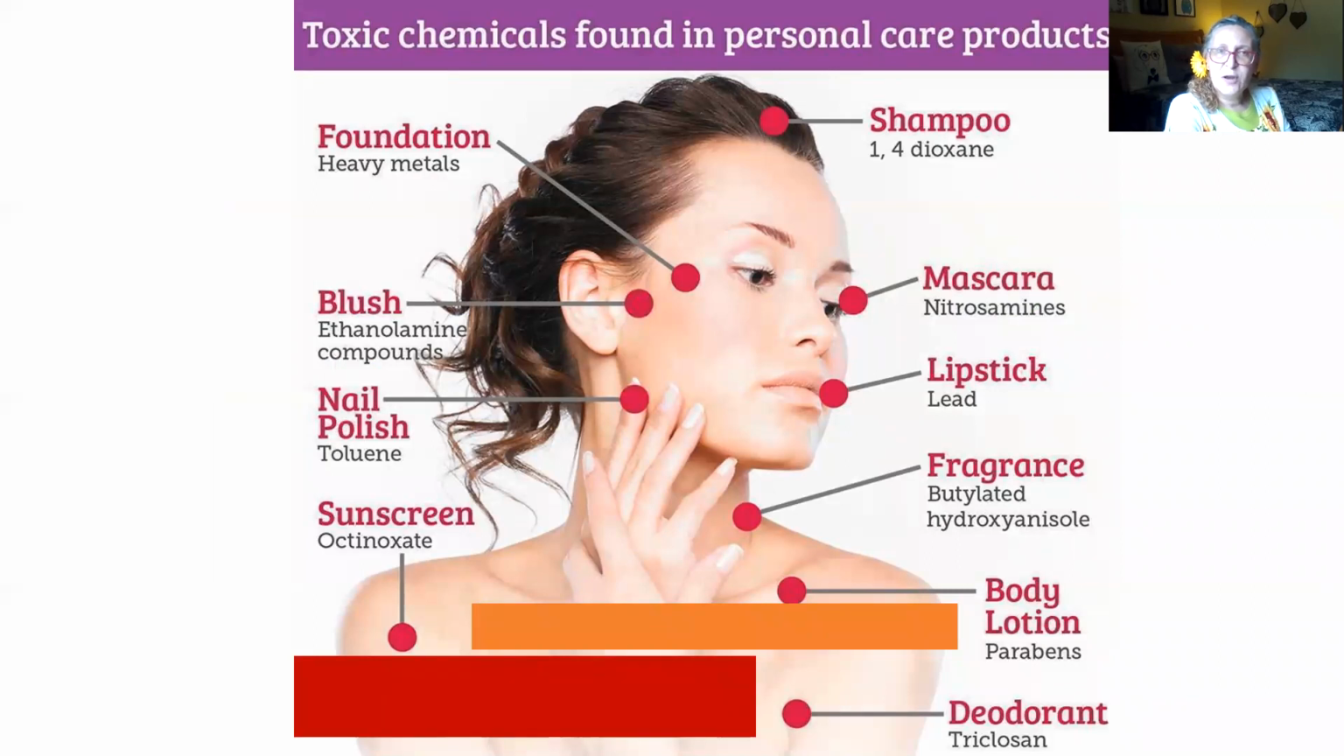I thought this was very interesting, what's found in the very common products that we use, whether it's foundation or blush, nail polish, sunscreen. Deodorant is a very bad one. Not the deodorant as much as the antiperspirant. That's the real bad one. The body lotion, the fragrance, the lipstick, the mascara, and the shampoo. Look at all of these toxic chemicals that we are putting on our lips, on our eyes, and on our skin. And remember what we talked about, the percentage of what actually absorbs through our skin.